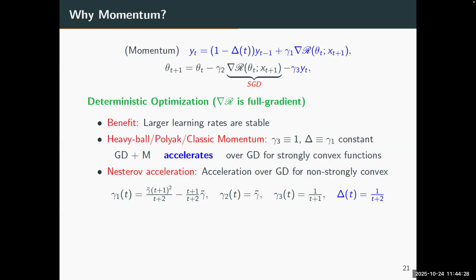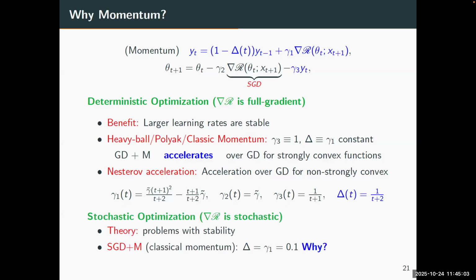Okay, so why do we actually use momentum? I'll go through this quickly since I think most people here know. In deterministic optimization, we basically know it works better. If we choose good learning rates and good momentum parameters, everything works better, right? We get acceleration. Just for notation purposes, I'm going to call classic momentum the one where the learning rates are just constants or D-dependent, so they have no time dependence. And if you think about Nesterov's acceleration, you can rewrite it in this form.